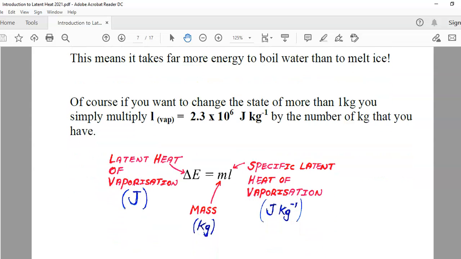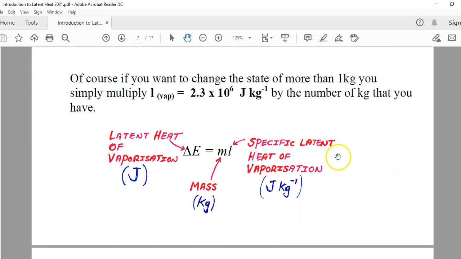Naturally, if you have more than 1 kilogram of water and you want to change its state from liquid to gas, you need this amount of energy per kilogram. You simply multiply this number by the number of kilograms. That gives us an equivalent formula as for fusion.